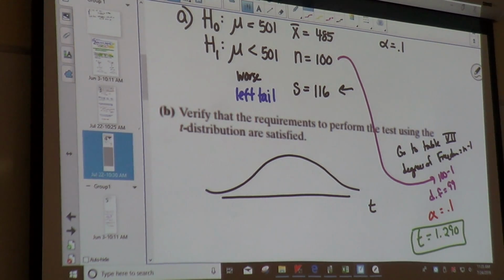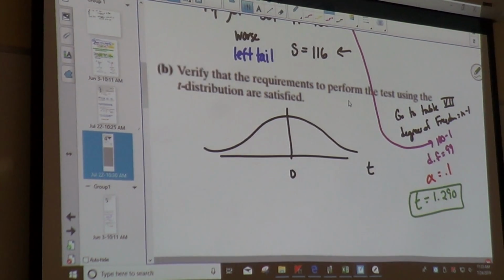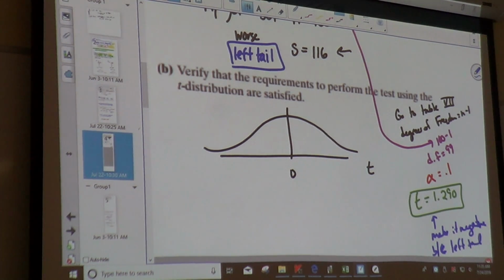So that's what I'm going to put over here. Now we are doing a left tail. What do we have to do if it's a left tail? Make it negative, because it's a left tail. So all T's are going to be negative if they're left tails. If they're right tails, they're going to be positive.